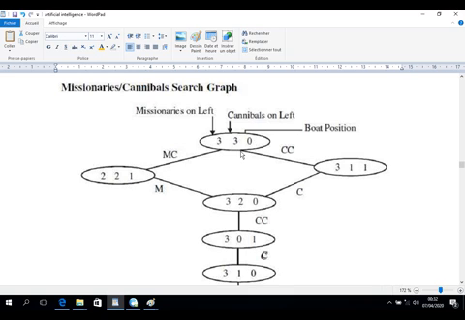And then this is the number of missionaries left, the number of cannibals left. Okay, since we have a 2-person boat, so you can carry only 2 persons. So in the first trip we can carry 2 cannibals.